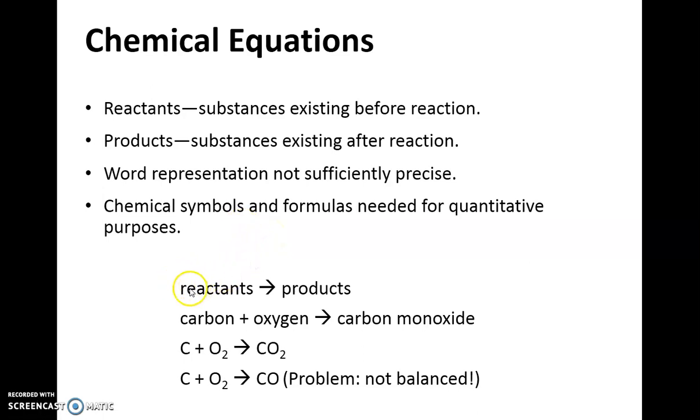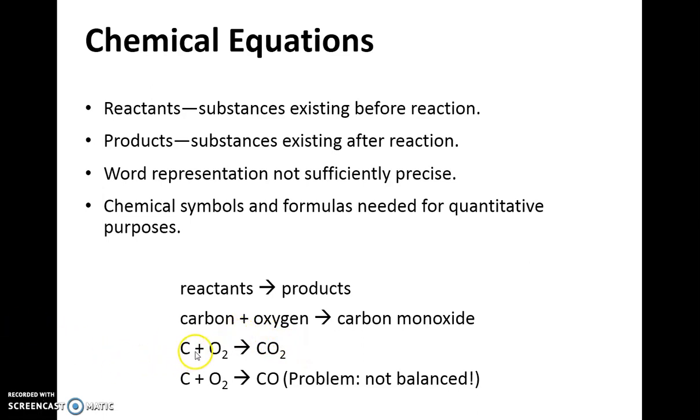So we have our reactants on the left-hand side. We have an arrow that says the reactants produce whatever's over here. So reactants produce product. So carbon plus oxygen produces carbon monoxide. Well, it could be carbon monoxide, it could be carbon dioxide, it could be a whole host of things. That's why we need the symbols and the subscripts to show us how things are occurring quantitatively.